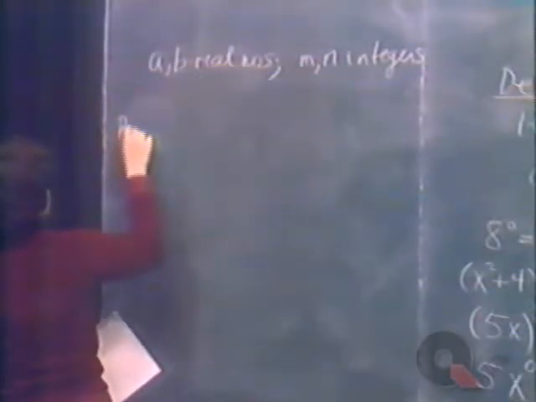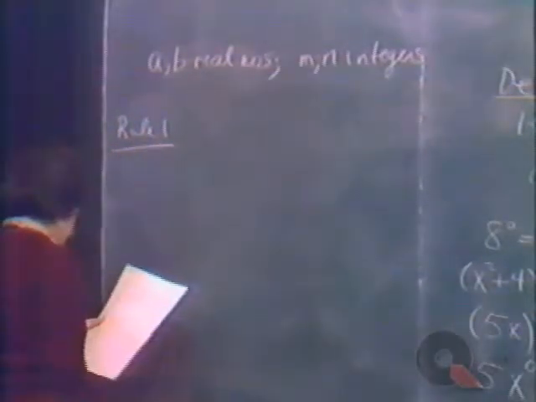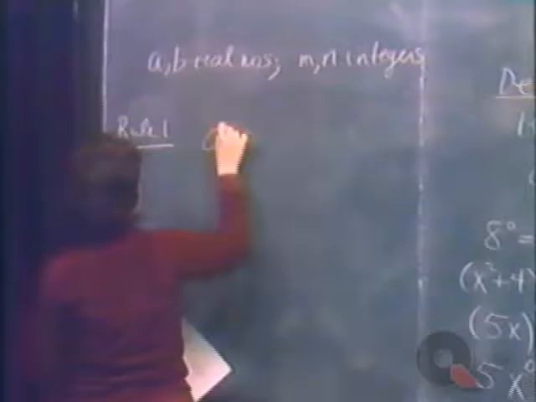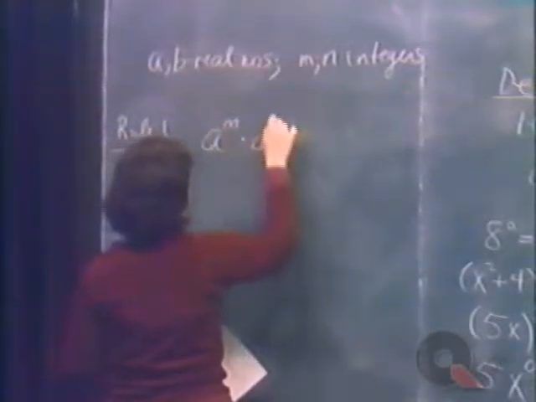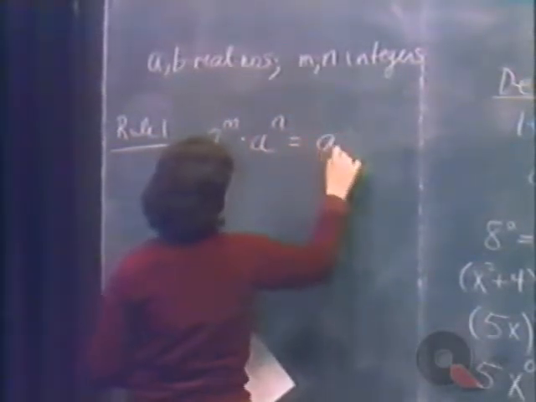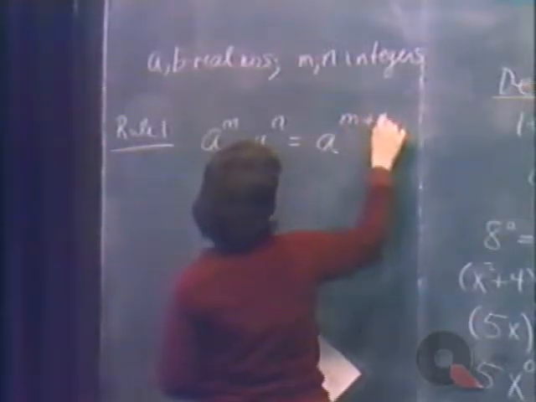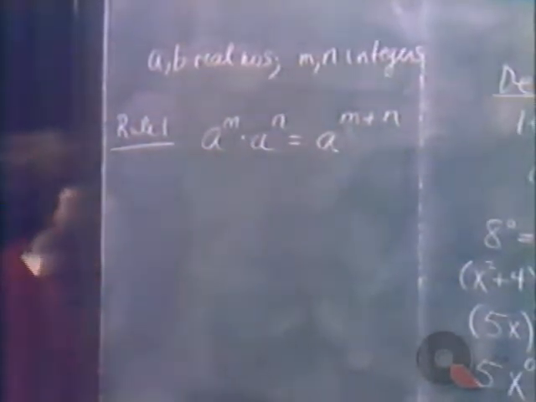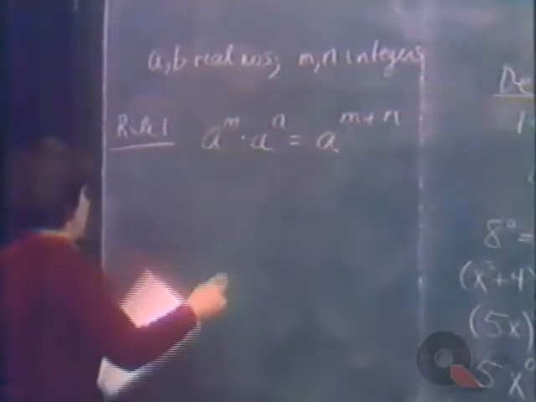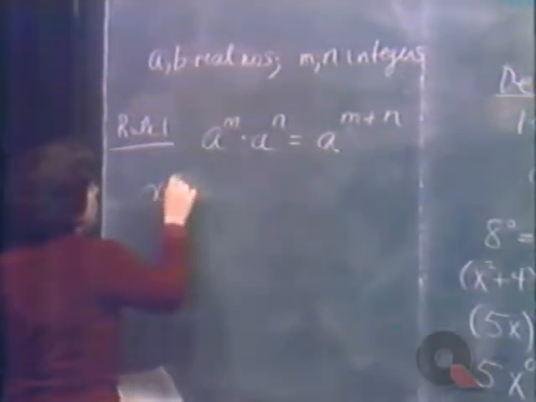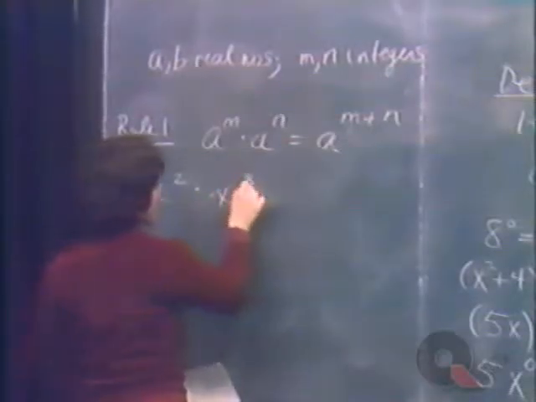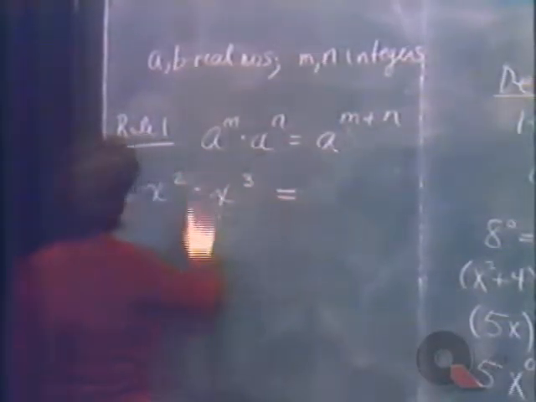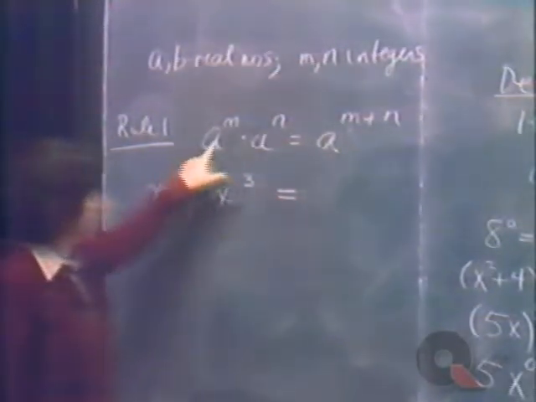Rule 1. A to the m power times A to the n power is A to the m plus n power. As an example, x squared times x cubed, according to this rule. This is important. The bases are the same.